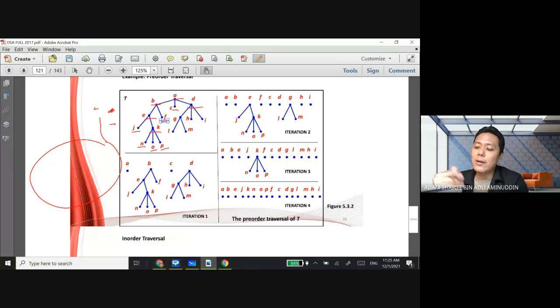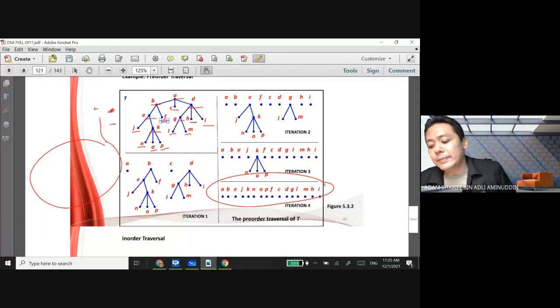And then we start the logic all over again. Root, D, left, G, L. Naik balik, pergi ke right, M. Dah habis naik lagi, pergi ke H and we left with I. So the pre-order traversal for this one is given based on this final answer.